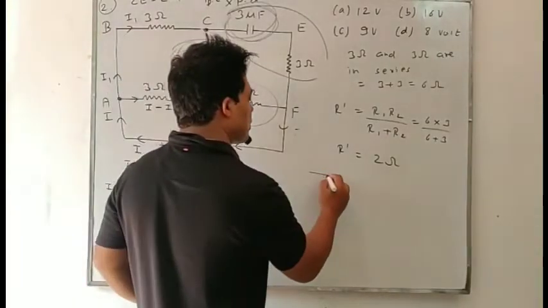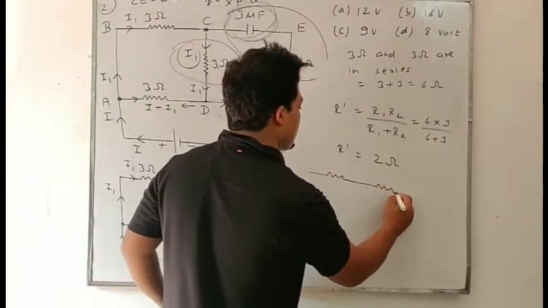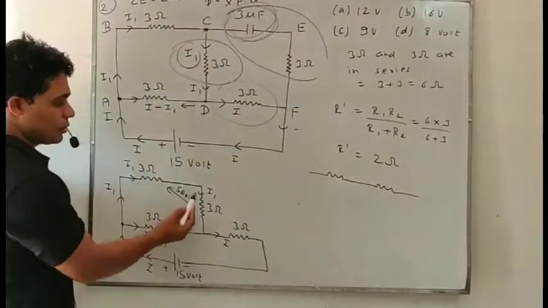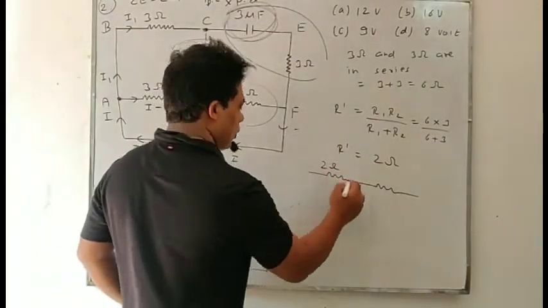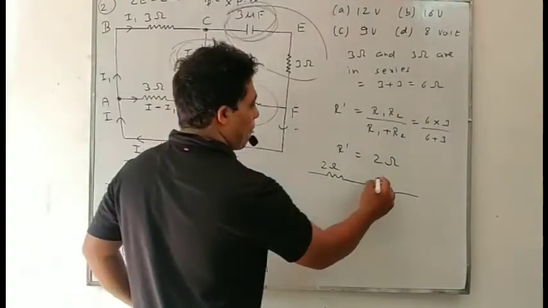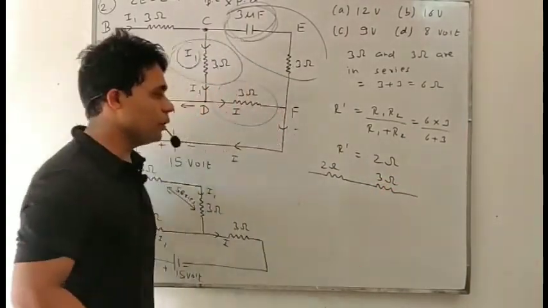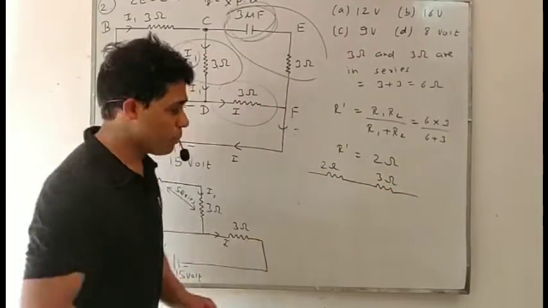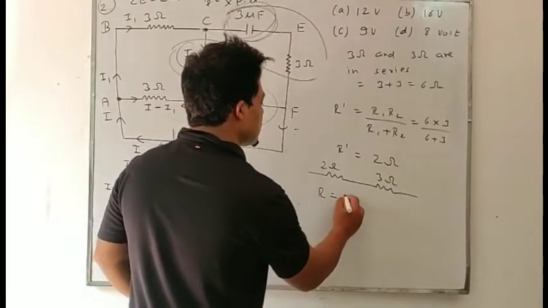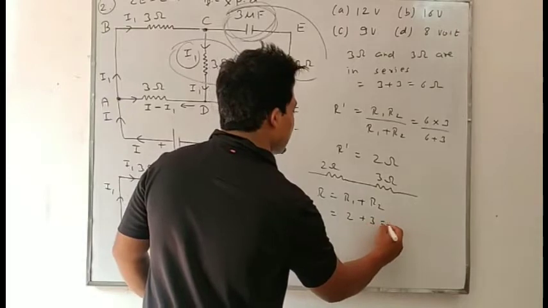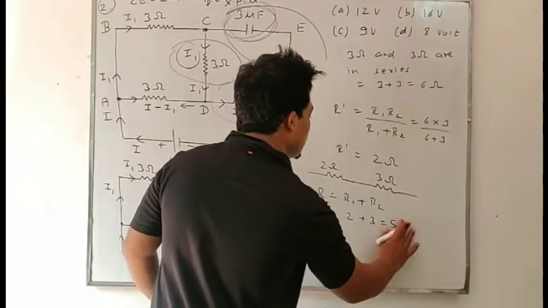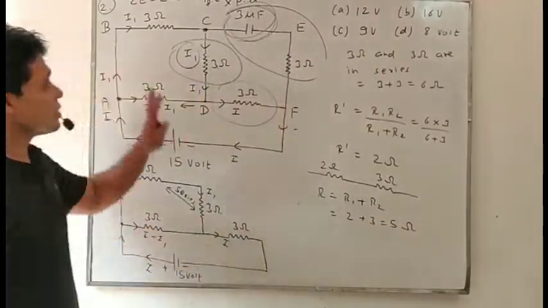So again we can make the circuit. Look at this, 3 and 3 become 2 ohm. And this we have as 3 ohm. Now it is clear, both are in series. So what is total resistance? R1 plus R2. So 2 plus 3 will get as 5 ohm. Total equivalent resistance of this circuit.